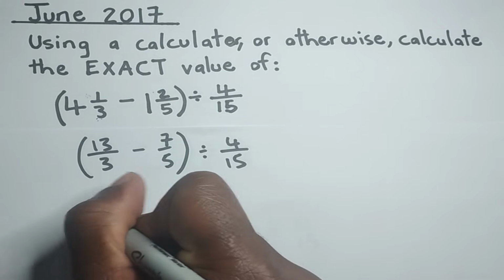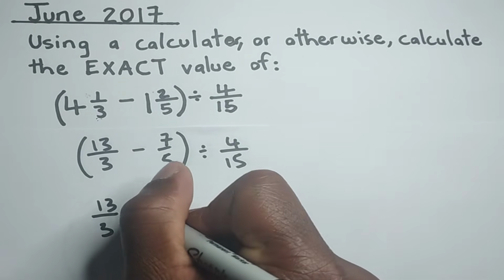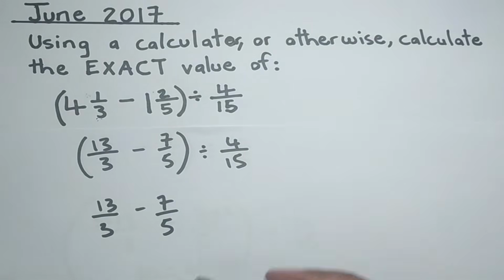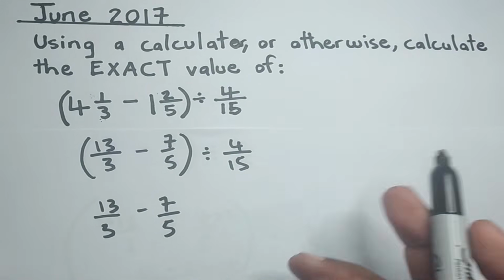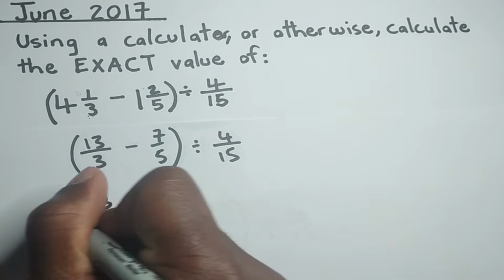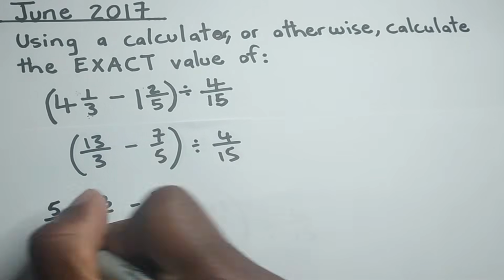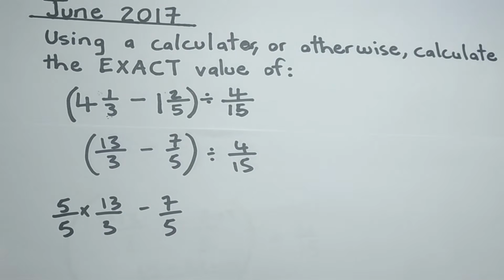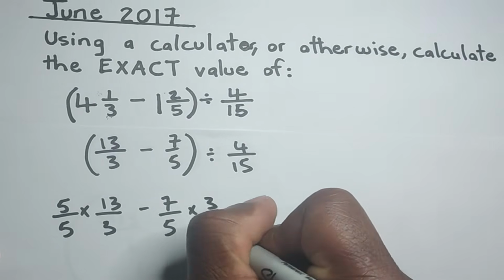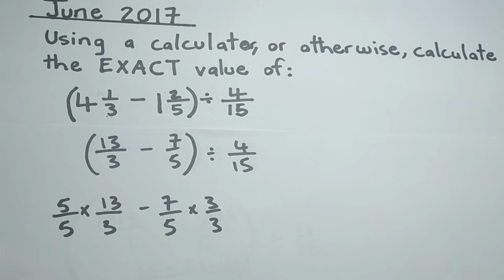So look at what I'm going to do. Here I have 13 over 3 minus 7 over 5, and I'm just looking at the bracket now. We won't forget about this guy over here, we'll come to him sooner or later. If we have 5 over here, we're going to multiply by 5 over 5, and we're doing this to obtain common denominators. And if we have 3 in this denominator, we're going to multiply over here by 3 over 3. Let's see what happens when we do that.